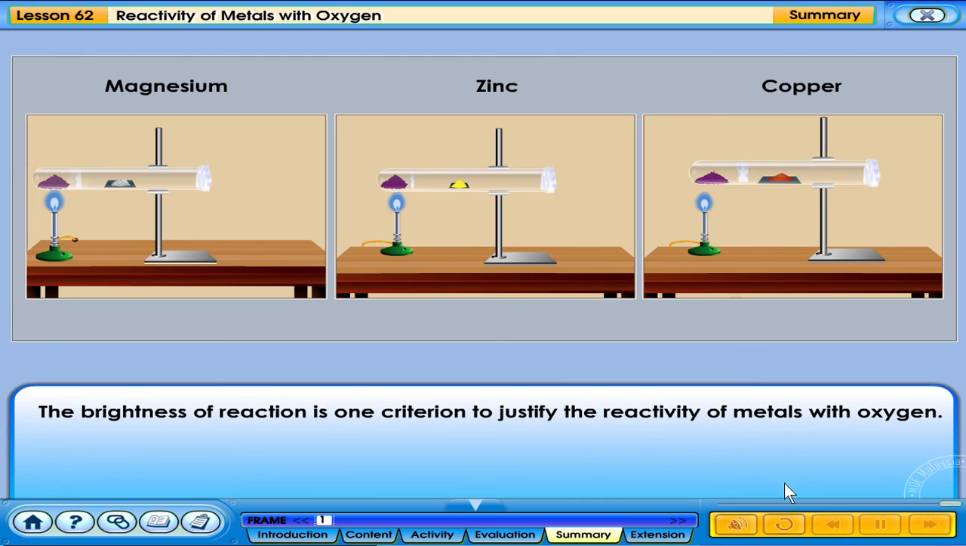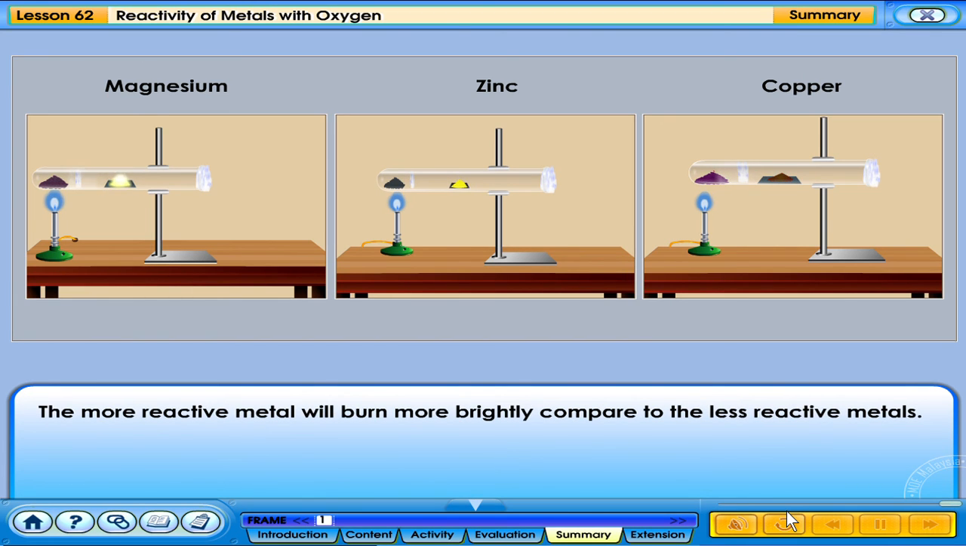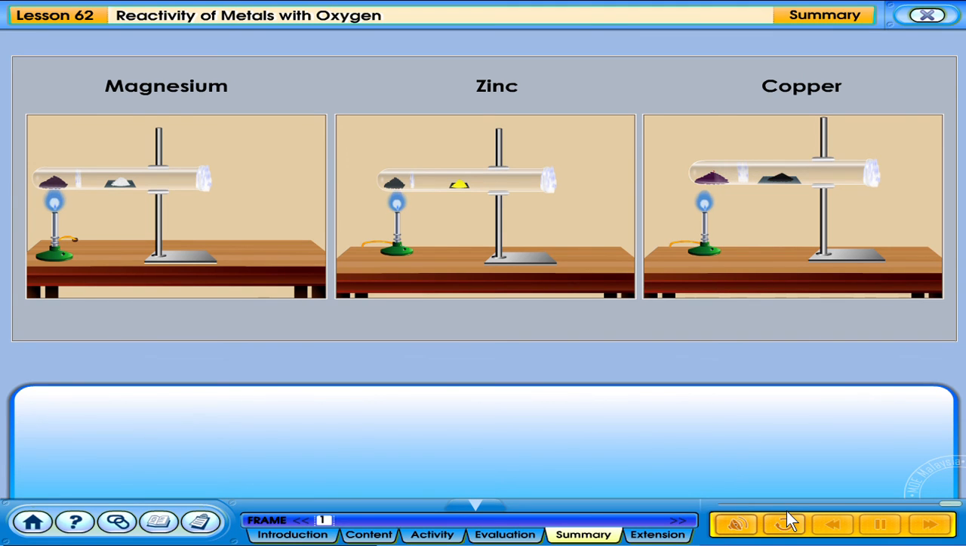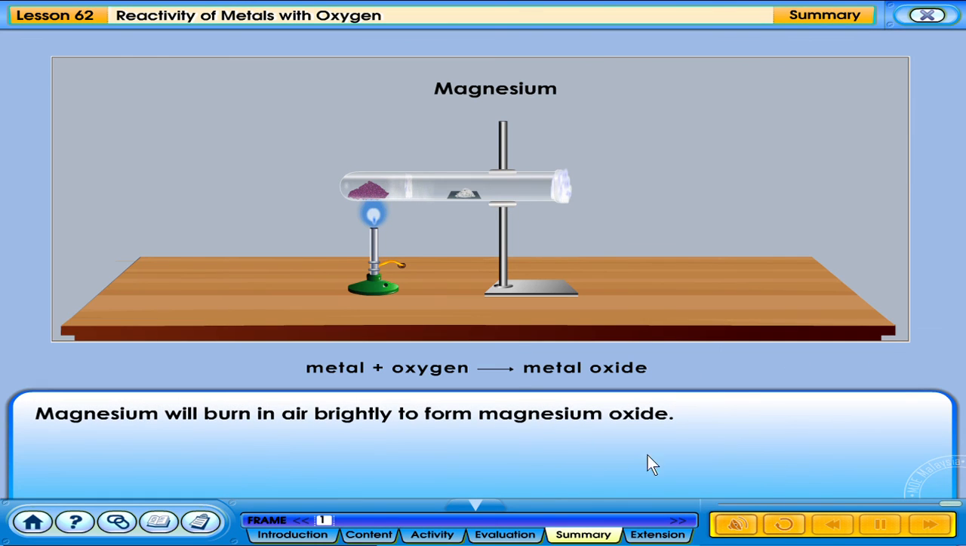The brightness of reaction is one criterion to justify the reactivity of metals with oxygen. The more reactive metals will burn more brightly compared to the less reactive metals. Magnesium will burn in air brightly to form magnesium oxide. Metals that react with oxygen will form metal oxide.